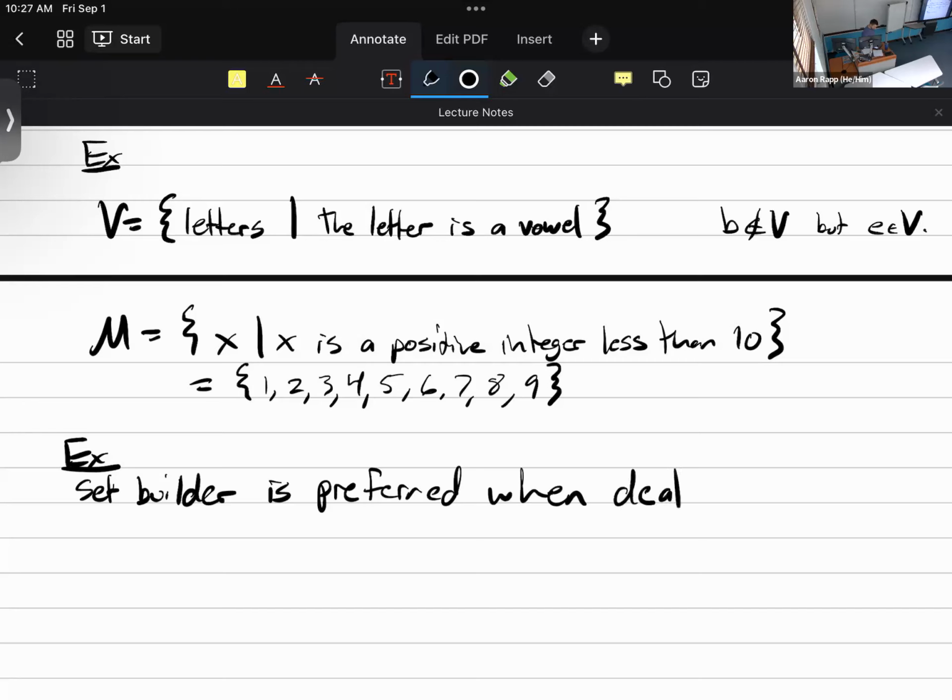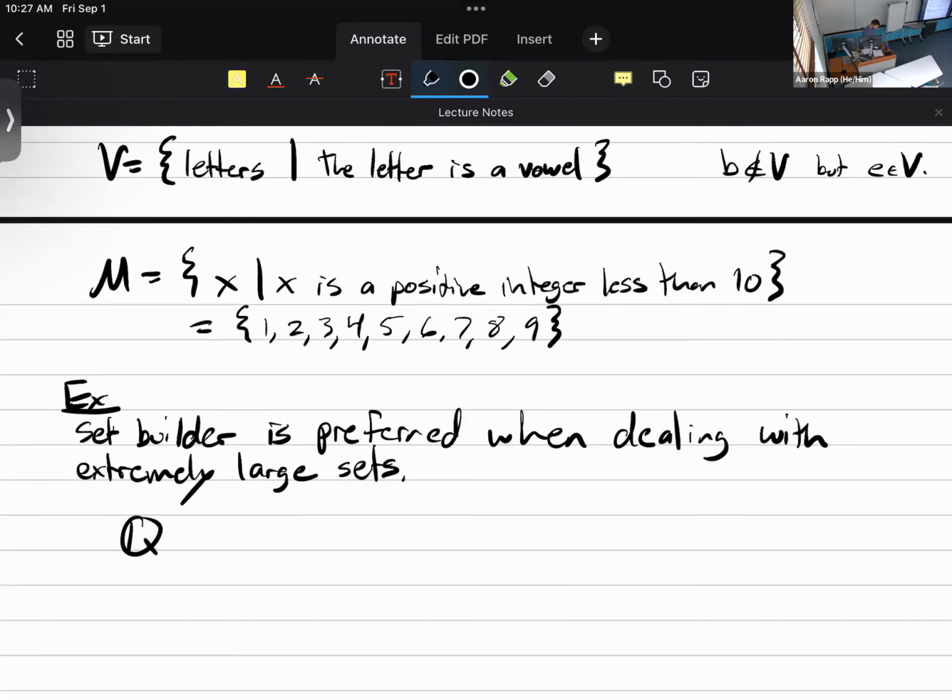I guess I'm mixing up my statements when I'm saying what I'm trying to write. Set builder is preferred when dealing with extremely large sets. This one I'm about to write here. I have a Q, you're going to see a nice little line on the left hand side of that Q. I'll explain where that's coming from in a little bit. Going to be the set of all elements of P over Q, such that P and Q are integers.